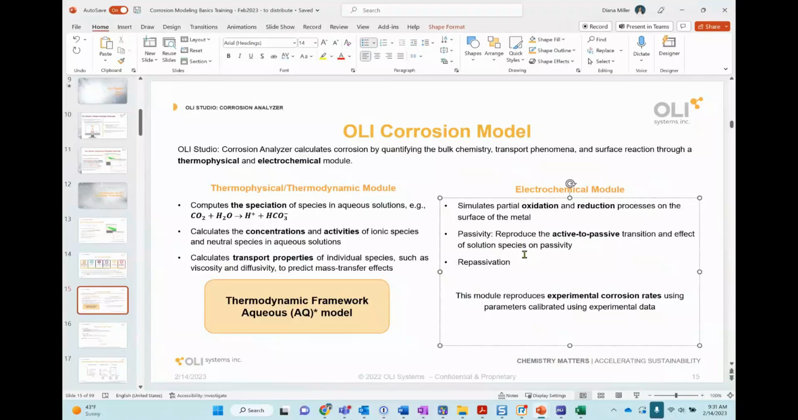We also have the repassivation model in the electrochemical module, which helps us understand if we will have localized corrosion or not. So we put all of this together, and I'll show you in a plot how we do this. And we can calculate a theoretical corrosion rate. And then what we do is that we validate our model using experimental corrosion rates.